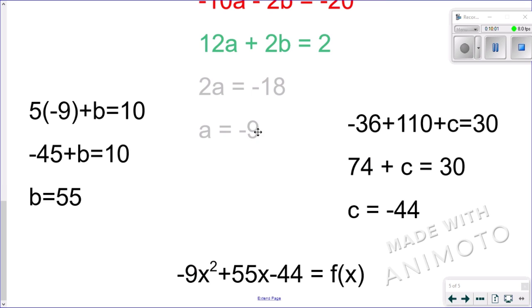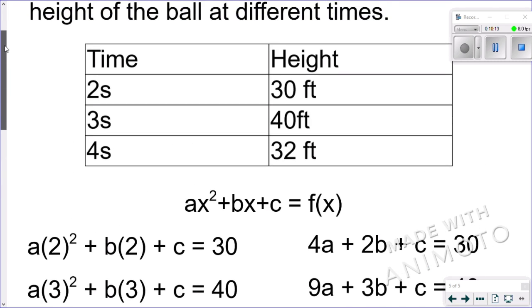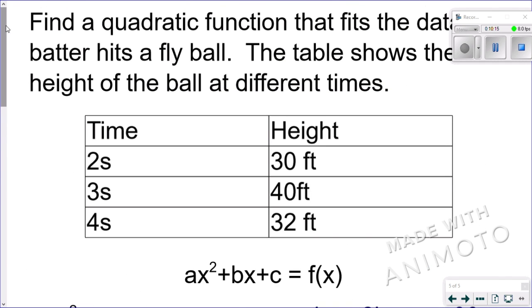But here's our quadratic equation. A is negative 9, so negative 9x squared. B is 55, so 55x. C is negative 44, so minus 44 equals f of x. So that's the quadratic function of a person hitting the ball at different times.